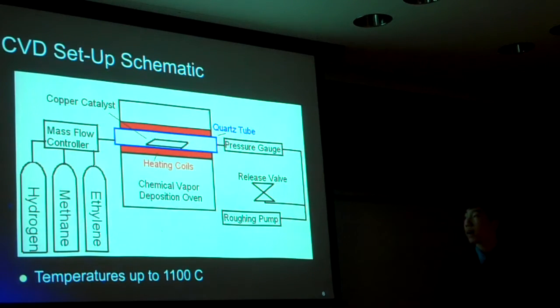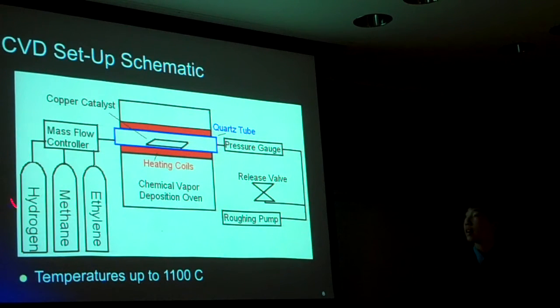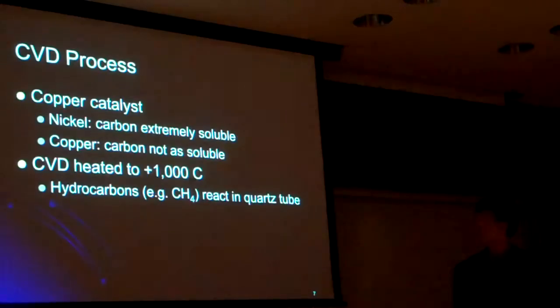It basically works by having your gaseous reagents, hydrogen, ethylene, and methane, pumped into this quartz tube. And there are heating coils that can heat it up to 1,100 degrees centigrade, so you don't want to touch it with your hands. Methane and ethylene are hydrocarbons, so they have carbon. When you heat it up to 1,100 degrees centigrade, the carbons will dissociate and you'll get carbon. Now you'll have a copper catalyst inside, and the carbons will attach to it. Then when you cool it down afterwards, you get a graphene monolayer.